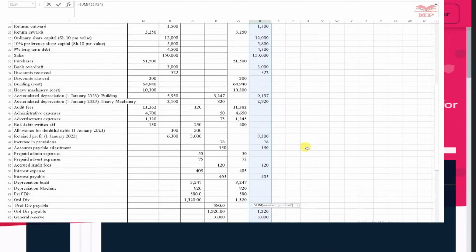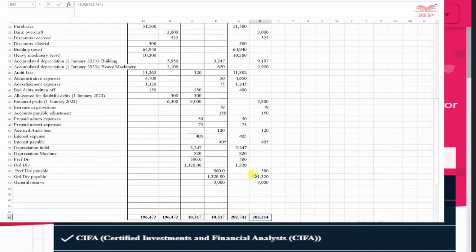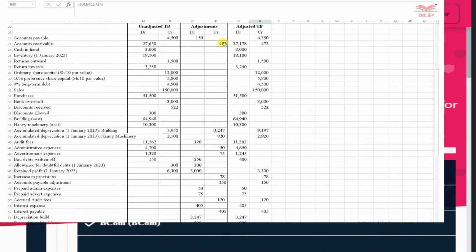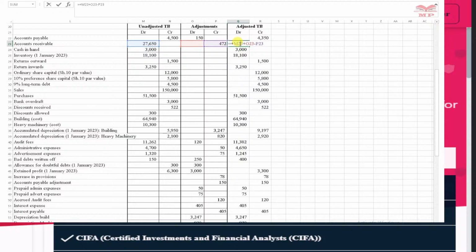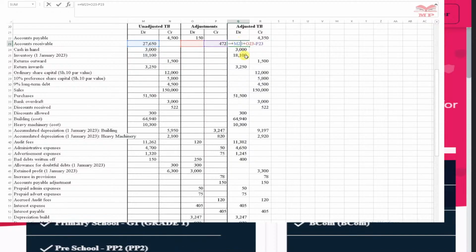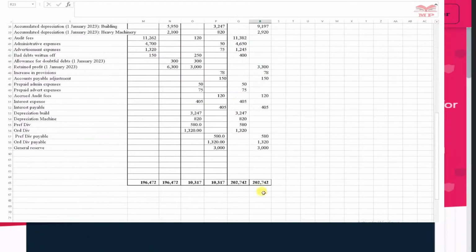It's picking everything, but it has got a small difference of 472. 472 should be this difference right over here, because you can see it's the 472 that's just right over here. So because we're saying that it should be a credit balance here, it should be this one that should be removed, and we have it balancing off very well.